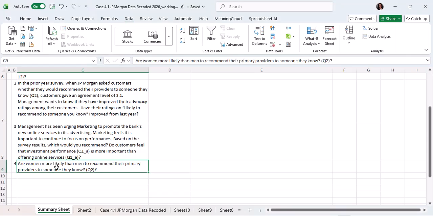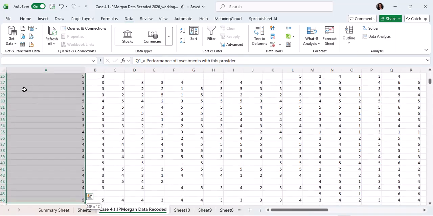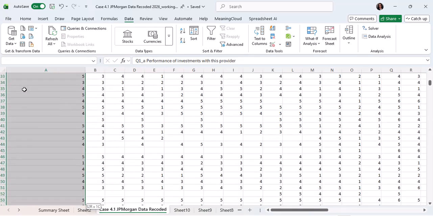So what we need to understand is which questions are the gender and which questions are recommend your primary provider. So we're going to do a pivot as it pertains to those two questions to compare the results. So starting with row 3, because remember we have the labels that we put on here, shift control down, all the way down to the very end.